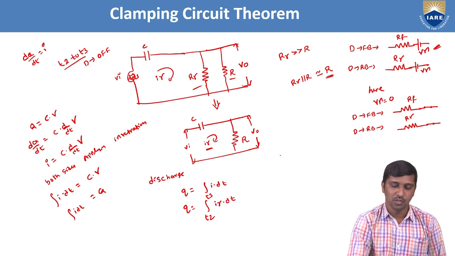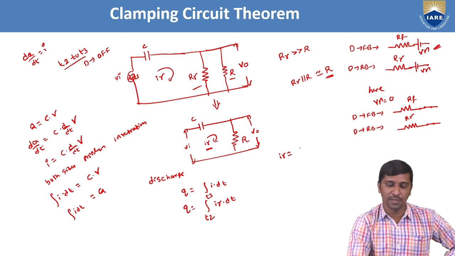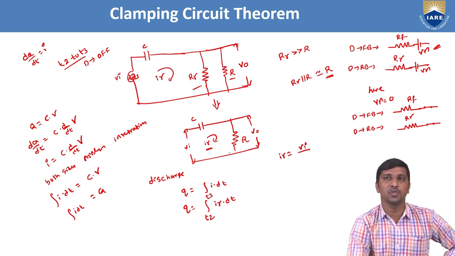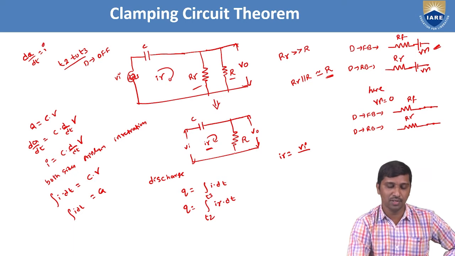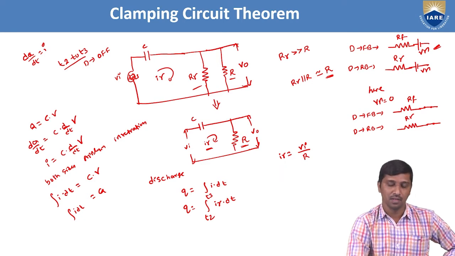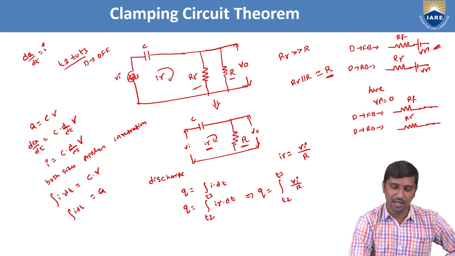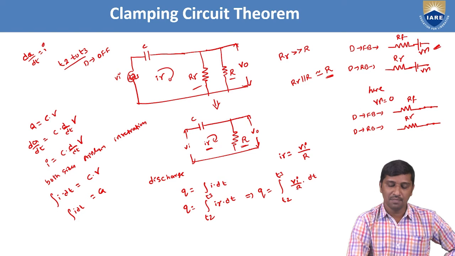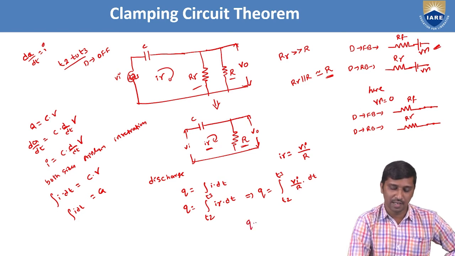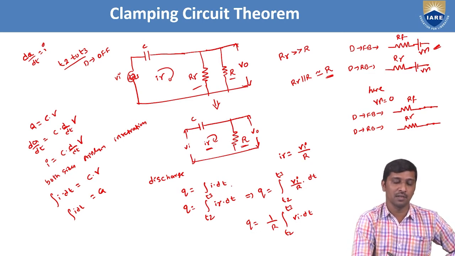Now, what is IR? IR is the applied input voltage VI divided by the resistance. Which resistance is in the equivalent circuit? It is R. Hence IR is equal to VI by R. So Q is equal to the integral from T2 to T3 of VI by R into dt. Since R is a constant, it comes outside as 1 by R, times the integral from T2 to T3 of VI into dt. This VI is the reverse voltage you applied here.